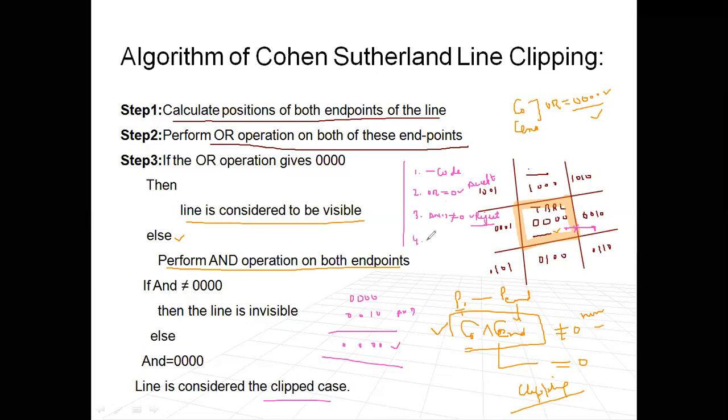Fourth case, if we perform the AND operation and the result is 0, then clipping will take place. Okay, so across that edge the clipping will take place. So intersection points have to be calculated across this edge. Intersection points will be calculated. So how will we calculate these intersection points? Let's see.